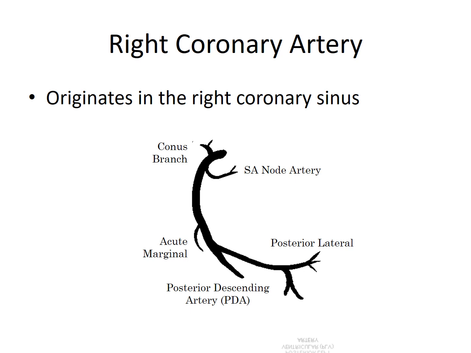This image does look different than the other right coronary artery, but that's because it's just a diagram from a different angle. You'll notice when you do your rotations through the cath lab that the cardiologist will take several different images at different angles in order to be able to visualize all the anatomy.